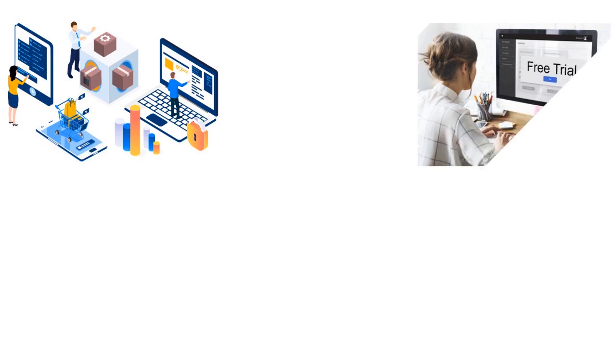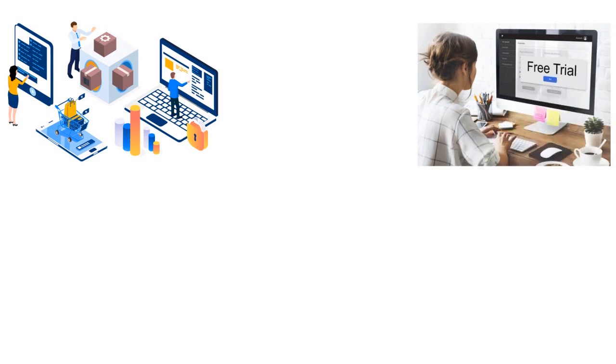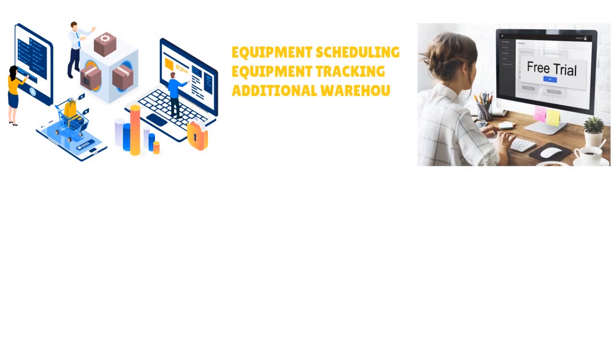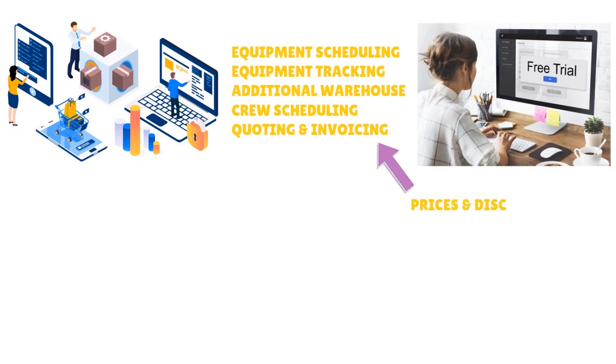You also have a 30 days trial. That's a cool thing. You have a 30 days trial, so that's really cool in terms of opportunities and also in terms of scalability. Now the add-ons, actually you have equipment scheduling, equipment tracking, additional warehouse, crew scheduling, quotes and invoicing. And when we talk about quotes and invoicing, for instance, you have prices and discounts.